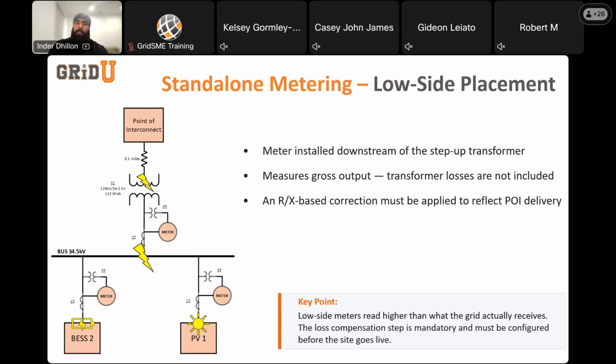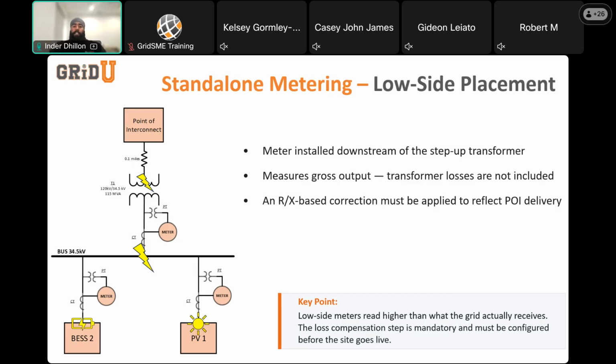Now, if we flip the scenario here, what if the meter is on the low side of the transformer? Low side means the meter is installed downstream of the transformer, closer to the generation equipment, typically 34.5 kV or smaller. A low side meter reads gross output from the resource. It measures power before it passes through the transformer. Since the transformer consumes some of the power as loss, the meter is reading more than what actually gets to the point of interconnect.